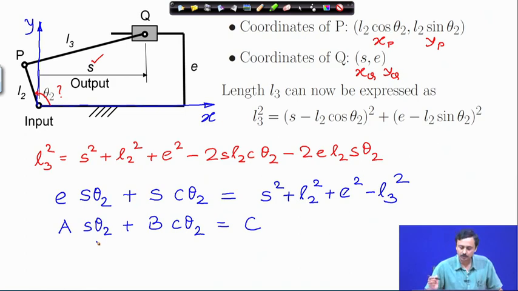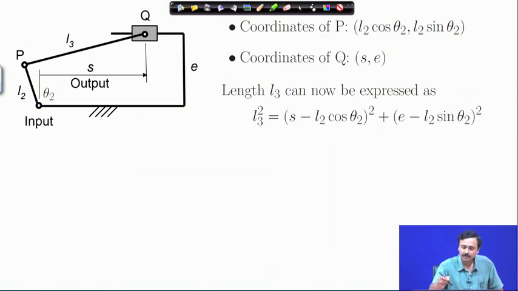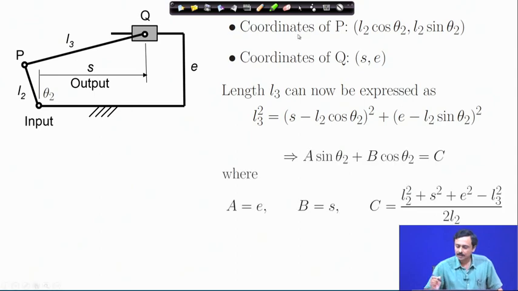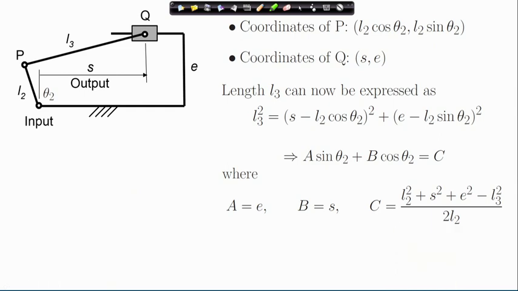So, this is what we are going to do. Let me formally write this up. I have A sin theta 2 plus B cosine theta 2 is equal to C, and the definitions of A, B and C are given here. In the previous slide I missed this term, so please include that.